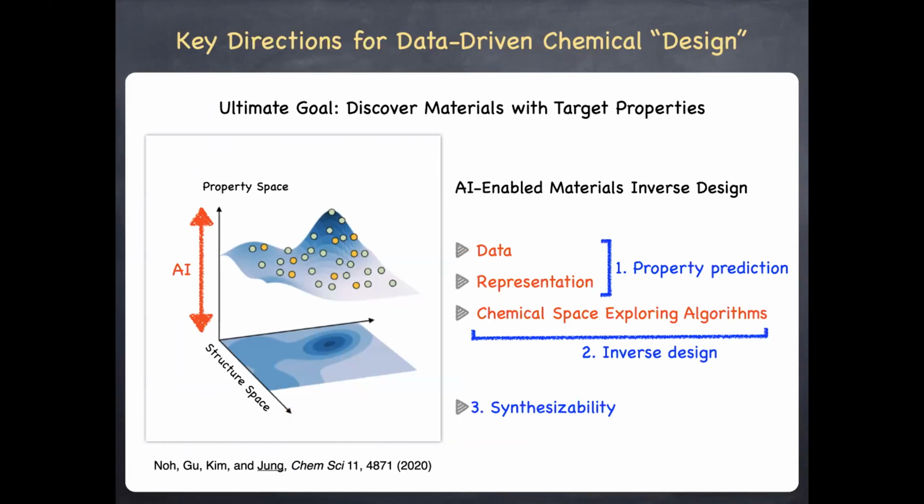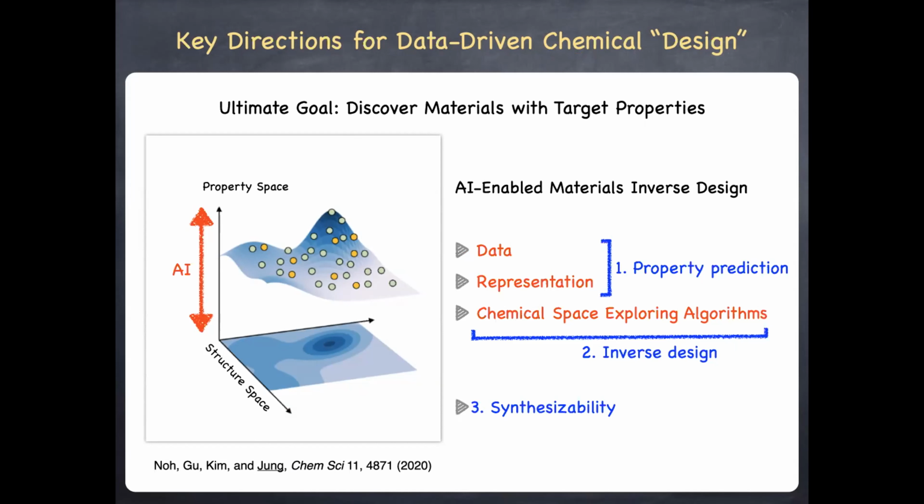Basically, if you have the data and a way of representing the data, then one can build a property prediction model. And that's the example that I just showed you, the prediction of singlet-triplet gaps for OLED applications.